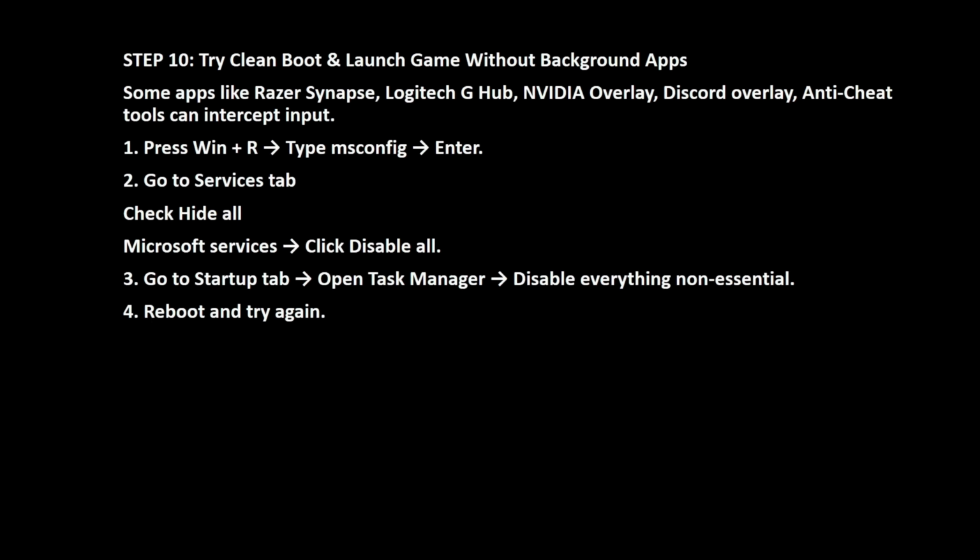Now for Step 10, try a clean boot and launch the game without background apps. Some apps like Razer Synapse, Logitech G Hub, NVIDIA Overlay, Discord Overlay, and anti-cheat tools can intercept input. For this, press Win plus R, type msconfig, press enter, go to Services tab, check Hide All Microsoft Services, click Disable All. Go to Startup tab, click Open Task Manager, disable everything non-essential. Now reboot and try again.